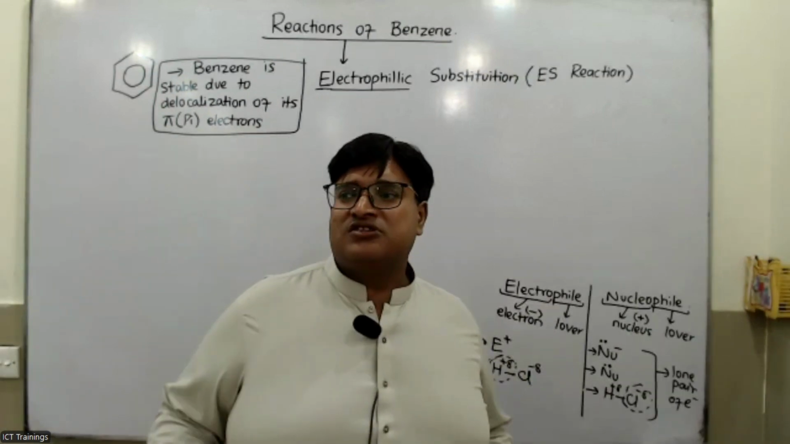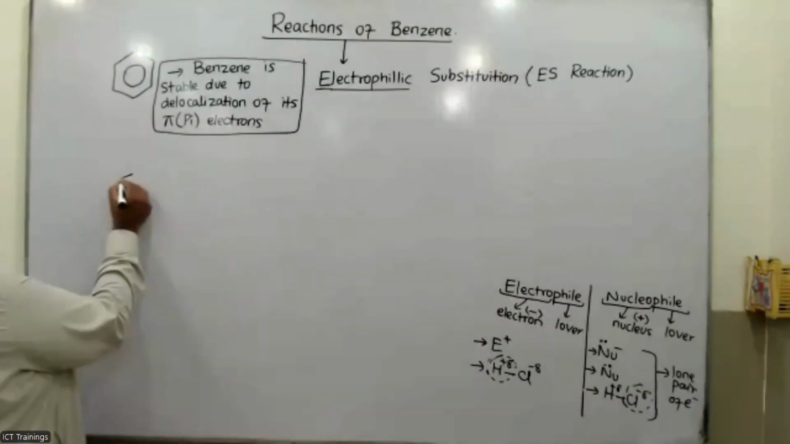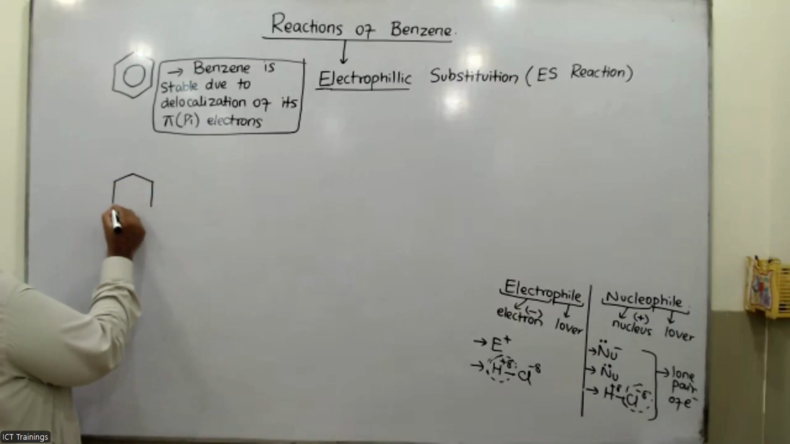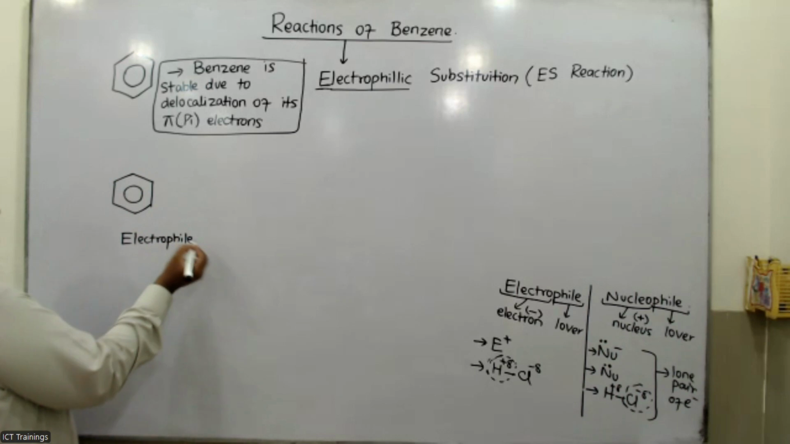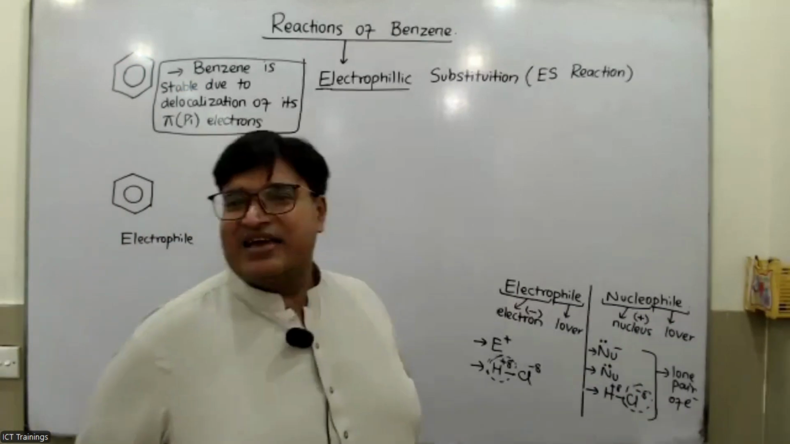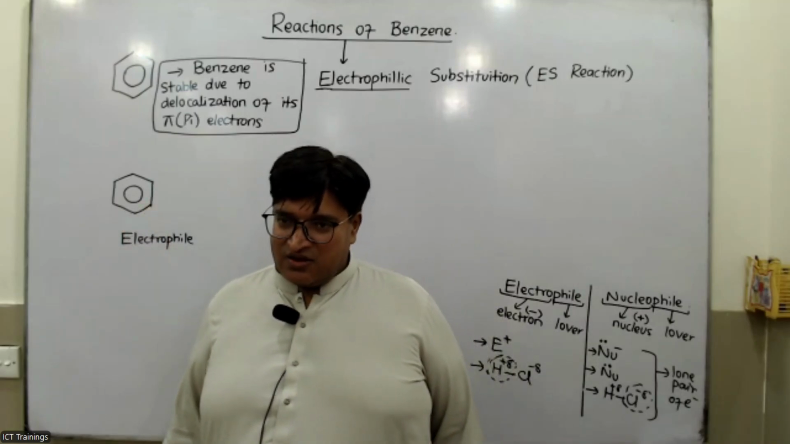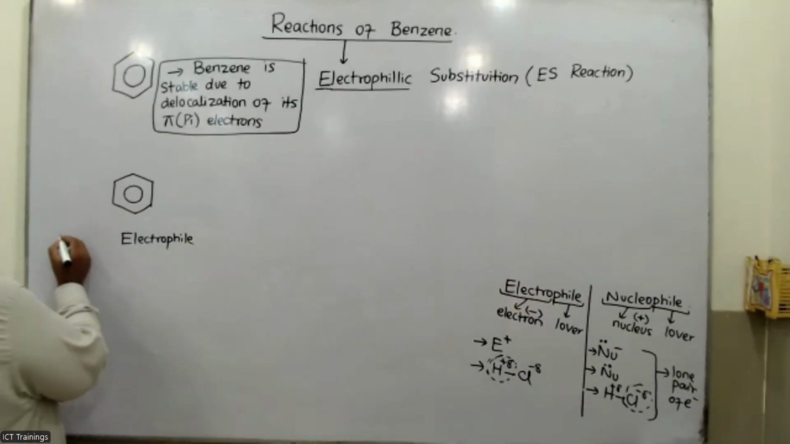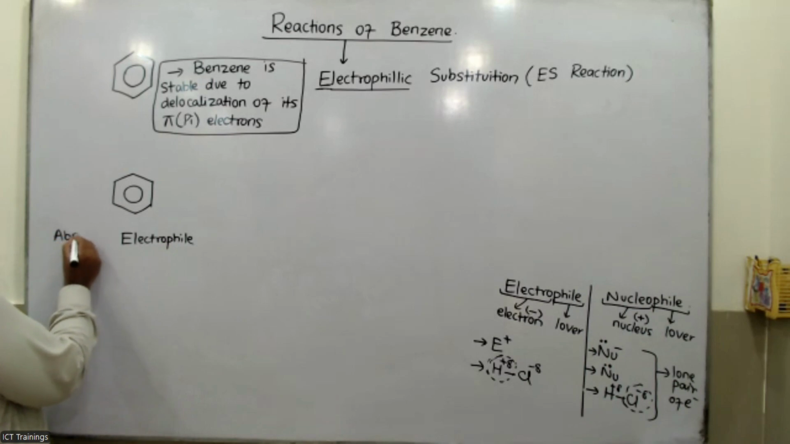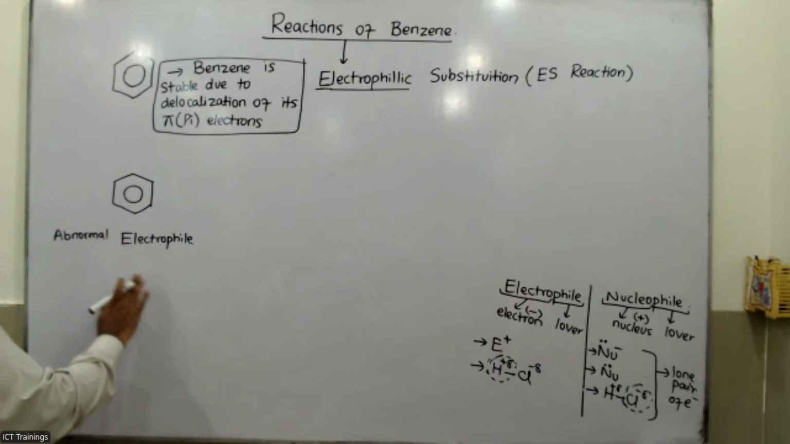But if you want something to react with the benzene, so that thing should be some electrophile. Okay. So if you got the benzene and something wants to react with the benzene, that thing should be some electrophile. But there is one problem, that every electrophile cannot react with the benzene. What electrophile then can react? Here I'm going to use the word abnormal. So you got an abnormal electrophile.